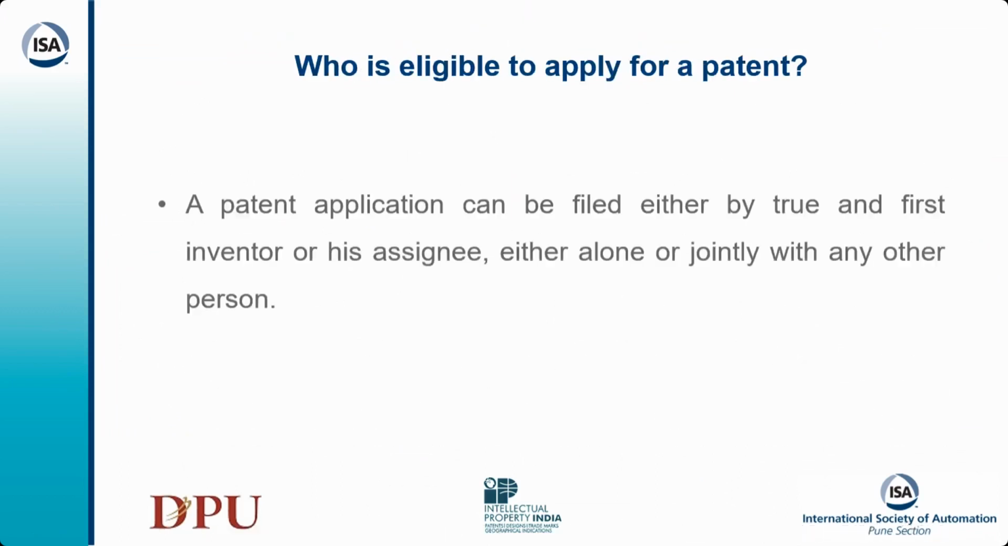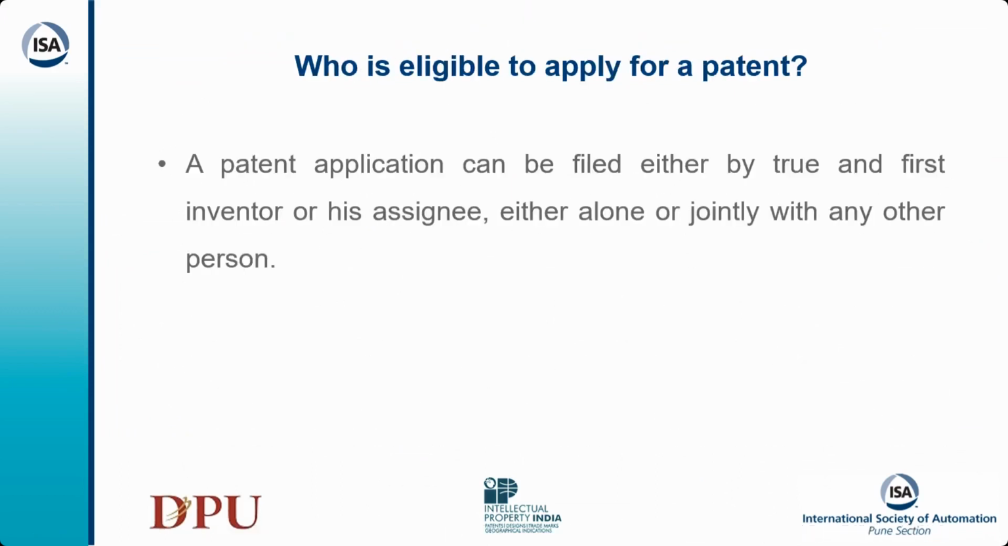Now, who is eligible to apply? That is again a question in everybody's mind. A patent application can be filed either by a true or first inventor or his assignee, either alone or jointly with any other person. Means the person who has invented something can file the application, or his organization, right?